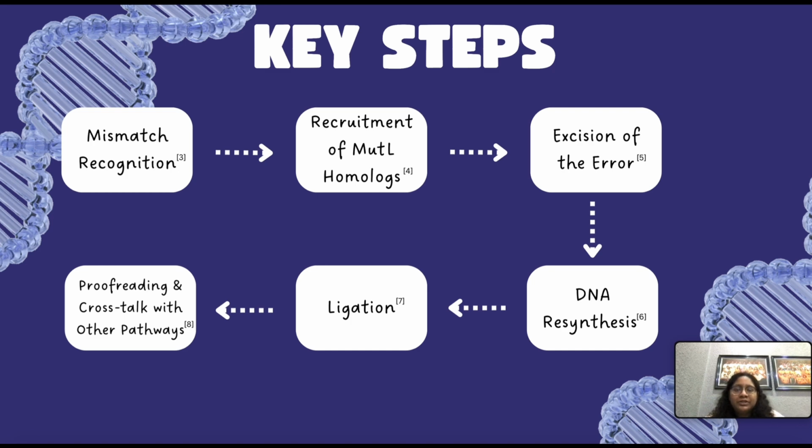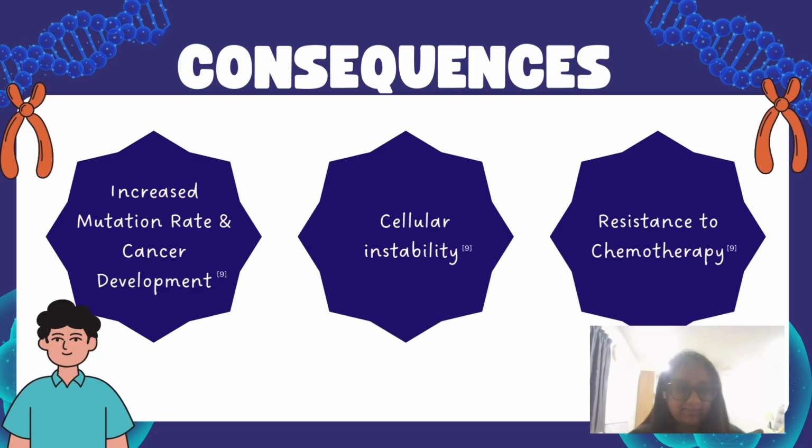This is when the MMR system also interacts with other pathways like base excision repair, or BER, and participates in cellular processes like apoptosis if the mismatch is not repaired. MSH2 in particular has roles in regulating cell responses to damage and promoting apoptosis when repair is inadequate. So now I'll be explaining the different types of consequences that will be faced when there's a defect in the MMR signaling pathway. The first consequence would be increased mutation and cancer development.